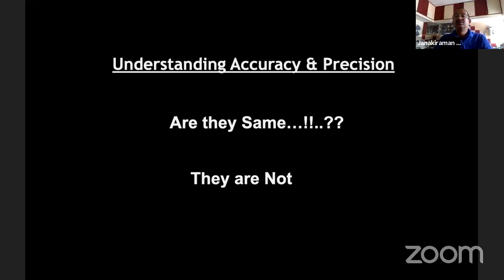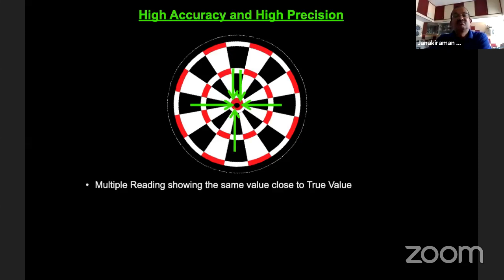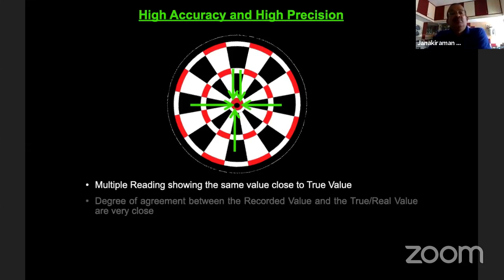Understanding accuracy and precision, are they the same? They are not. We are going to see what is accuracy and what is precision. Different measured values give the same measurement, which is the true value of the patient. If the patient's BP is 120/80, that means all the 4 measurements will be close to 120/80, which is the true value. So multiple readings showing the same value close to the true value of the patient is high accuracy and high precision.